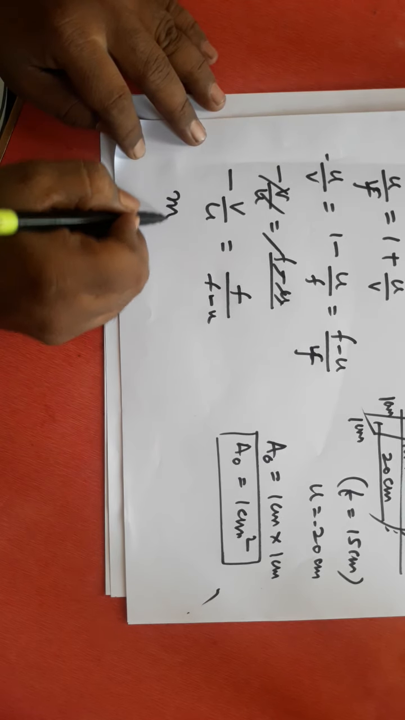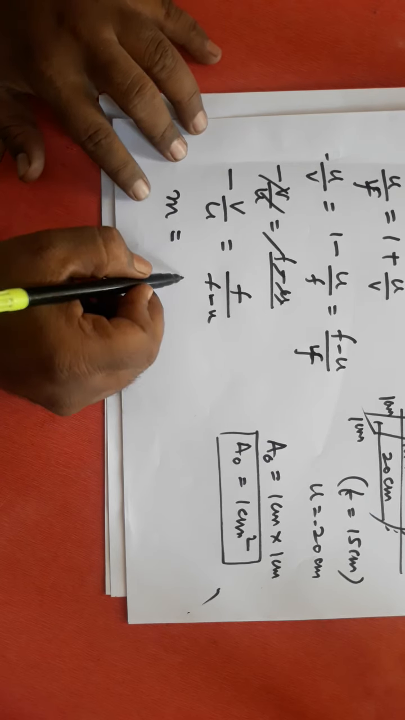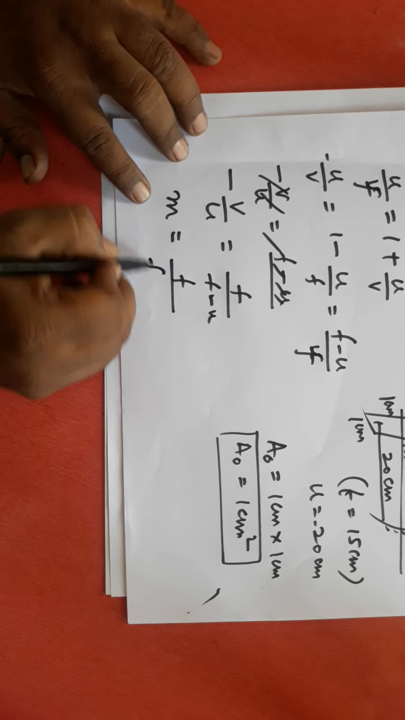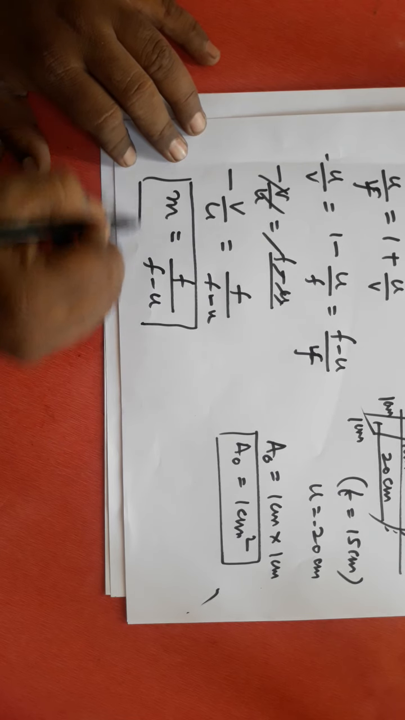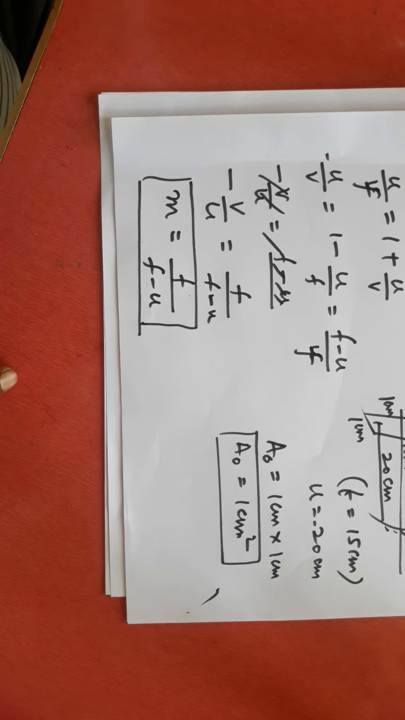Then this is linear magnification. Linear magnification is equal to f divided by f minus u. This is linear magnification expressed only in terms of f and u.